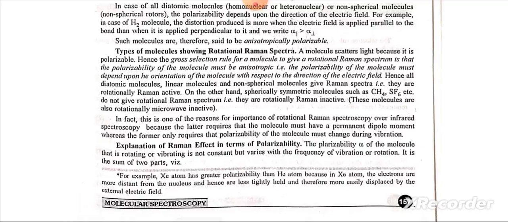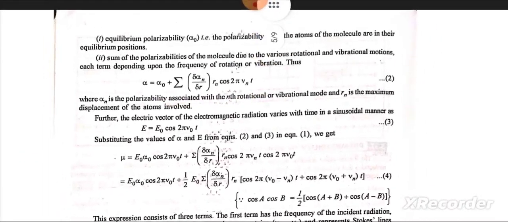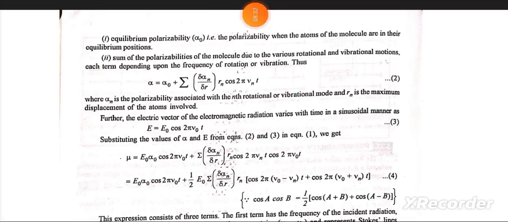Explanation of Raman's effect in terms of polarizability. The polarizability alpha of the molecule that is rotating or vibrating is not constant but varies with the frequency of vibration or rotation. It is the sum of two parts. First, the equilibrium polarizability alpha 0, that is the polarizability when the atoms of the molecule are in their equilibrium positions. Second, the sum of the polarizability of the molecule due to the various rotational and vibrational motions, each term depending upon the frequency of rotation or vibration.